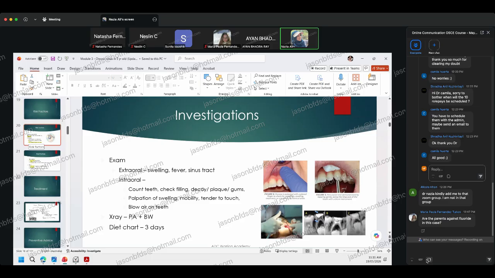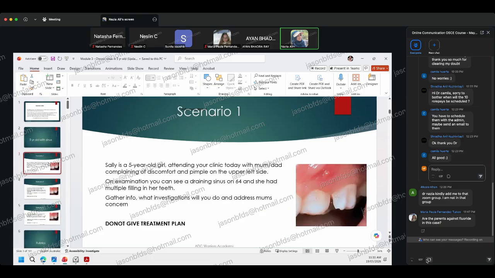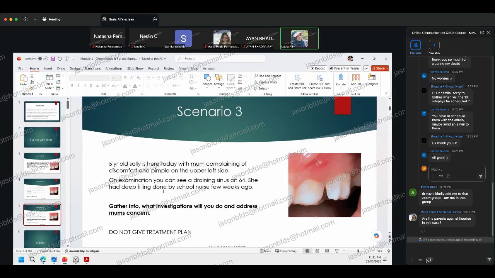And they were asking, I don't even know why she had fillings placed, and there are 3 versions in the exam. You see a draining sinus on 6-4, and she had multiple fillings in her teeth. The other version was that she had composite and GIC filling done by the school nurse. That means it was deep indirect pulp capping. And the third one was she had a deep filling done by the school nurse, regardless. So it was indirect pulp capping done on this tooth. That's it.